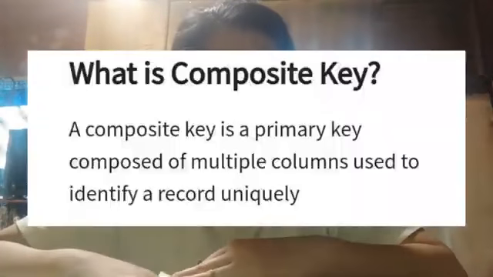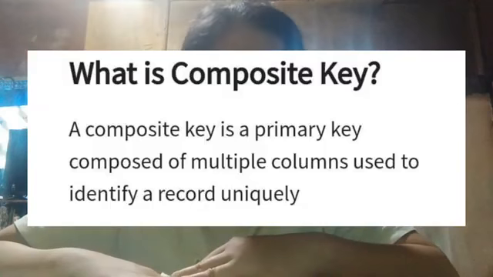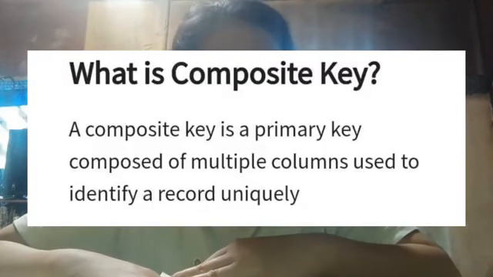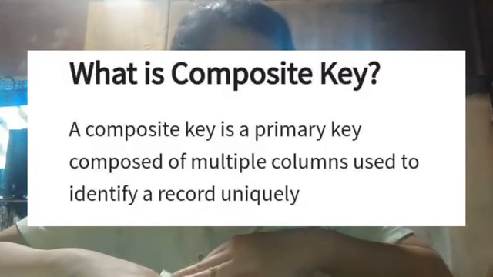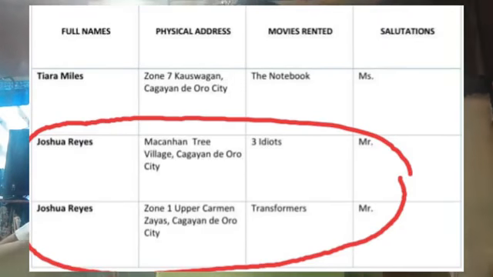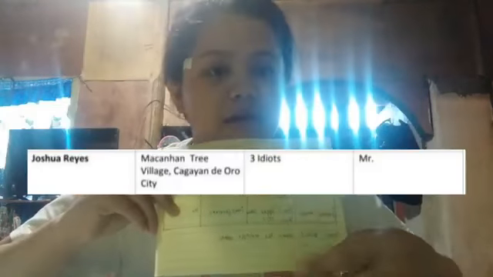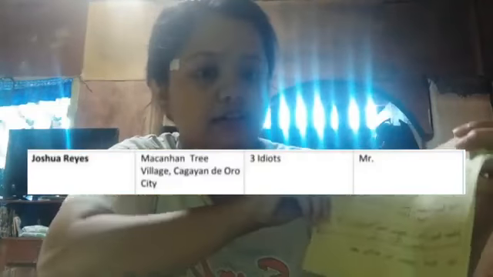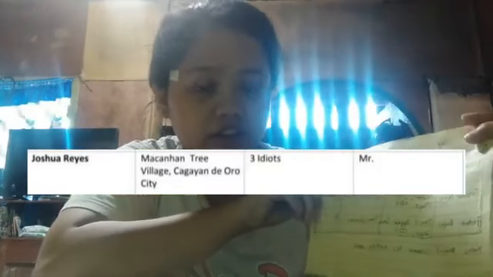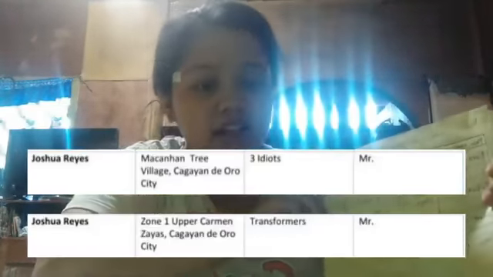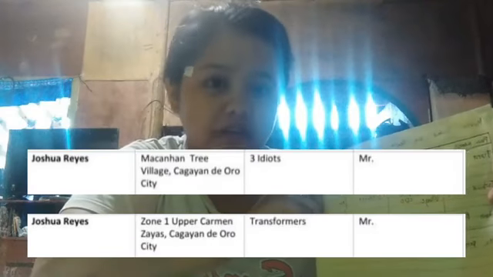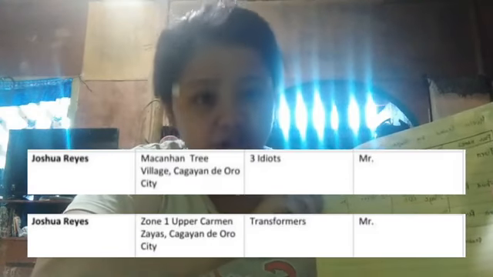Third is the key which we call a composite key. A composite key is a primary key composed of multiple columns used to identify a record uniquely. In our database, we have 2 people with the same name, Joshua Reyes, but both of them have different physical addresses. The first Joshua Reyes lives in Macanhan, Tree Village, Cagayan de Oro City, and the second Joshua Reyes lives in Zone 1, Upper Carmen, CDO or Cagayan de Oro City.